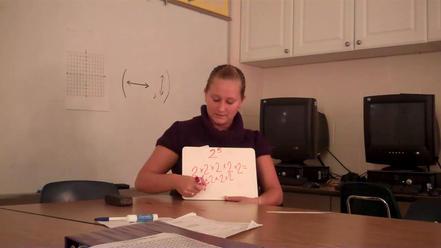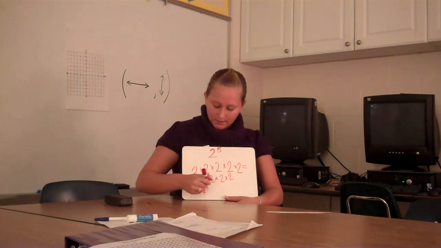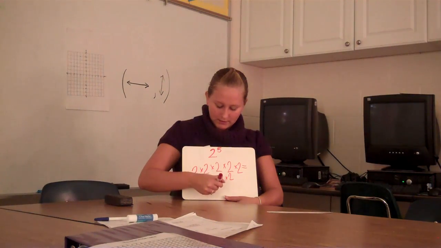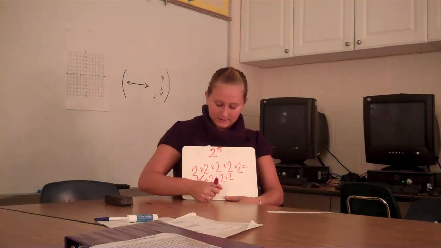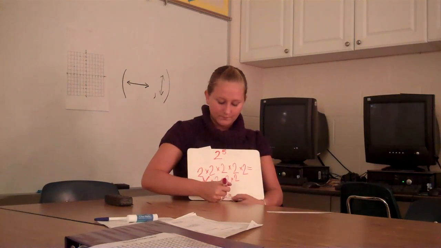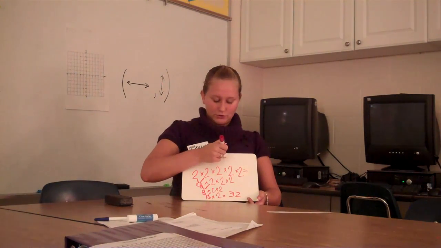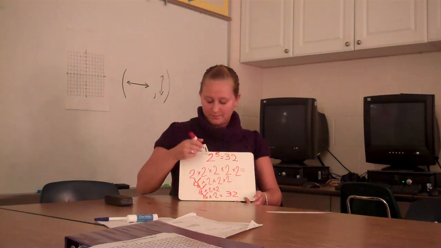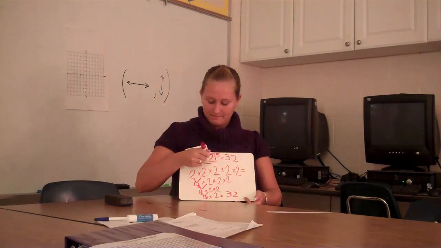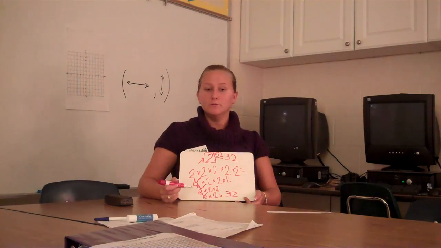4 times 2 is 8. 8 times 2 times 2. 8 times 2 is 16. 16 times 2 is then 32. So your answer for 2 to the 5th would be 32. You need to multiply your big number by however many times the exponent tells you to.